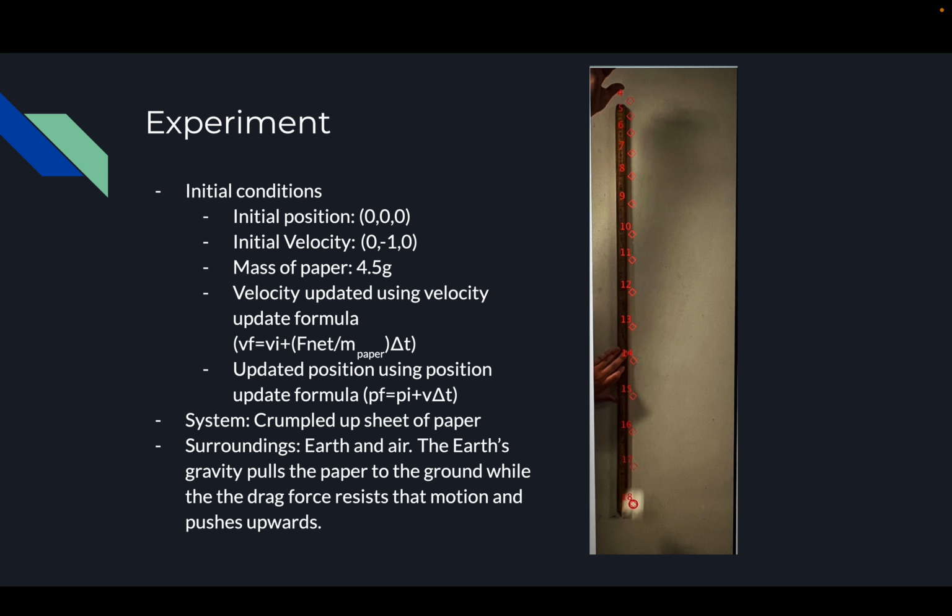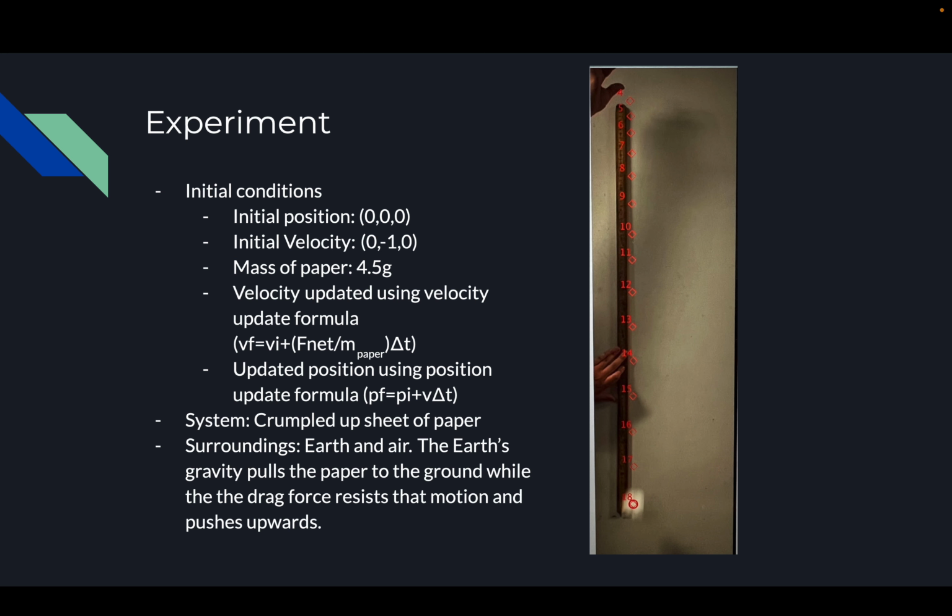For our experiment, we set the initial conditions as such. The initial position was set to the zero vector. The initial velocity was set to the vector 0, negative 1, 0. The mass of paper was set to 4.5 grams. The velocity was updated using the velocity update formula, and we updated the position using the position update formula.